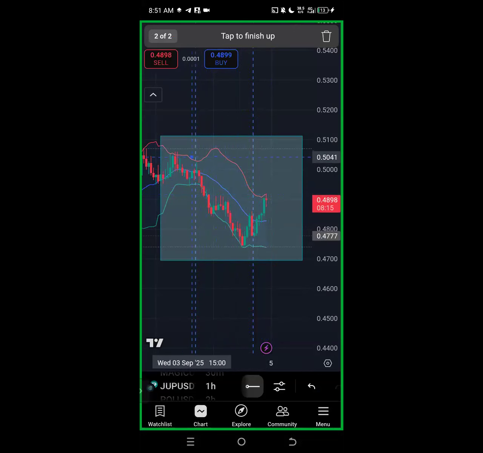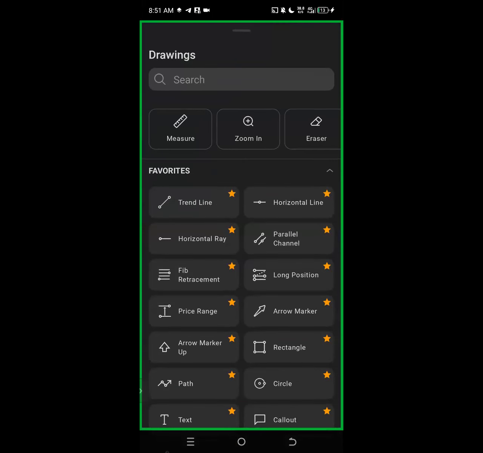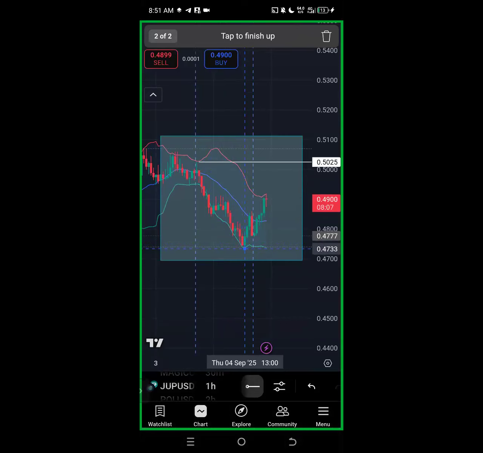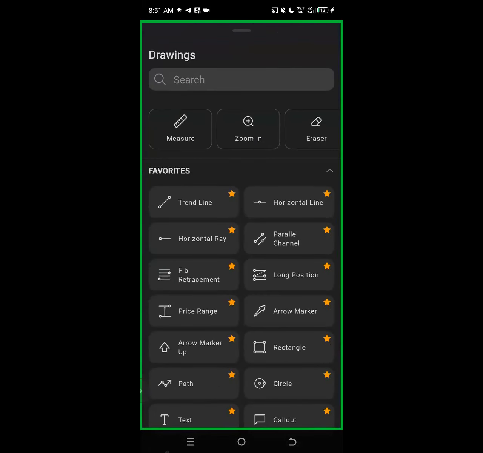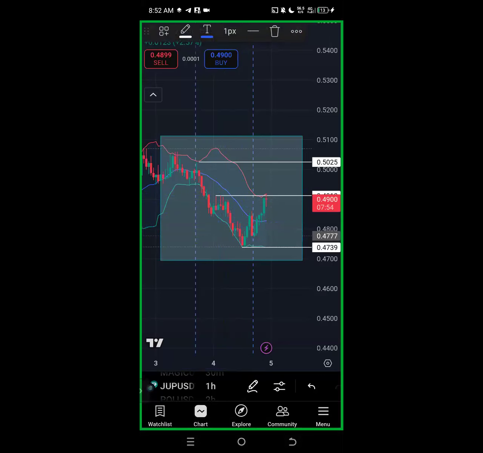So let me come here. This is the first swing high that I expect the price to react to. This is my swing low. Okay. And then there is the mini support within the zone, within the swing high and the swing low, being this. That's the mini.